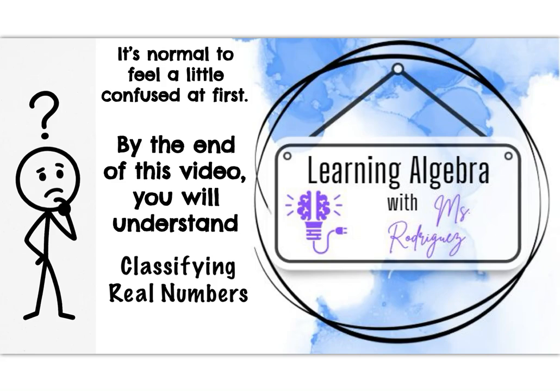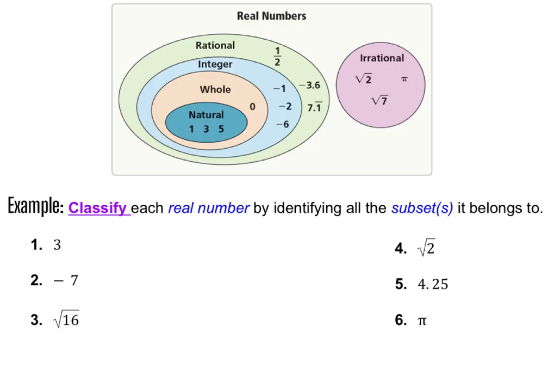By the end of this video, you will understand classifying real numbers. So here you want to classify each real number by identifying all the subsets it belongs to. A subset is a smaller group of a larger group. Our large group here is real numbers, so every number is a real number. And a subset is a smaller group, such as rational, integer, whole number, natural, and irrational. These are smaller groups of the larger group.